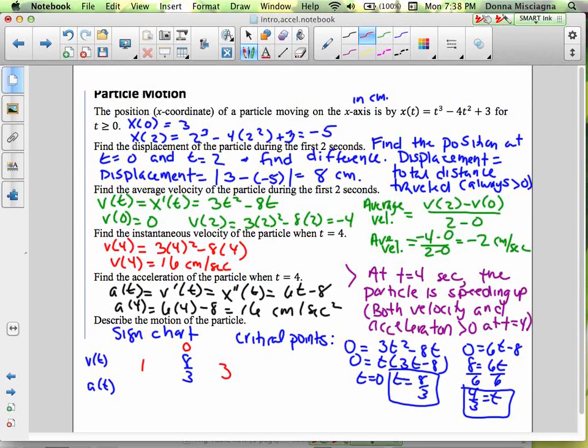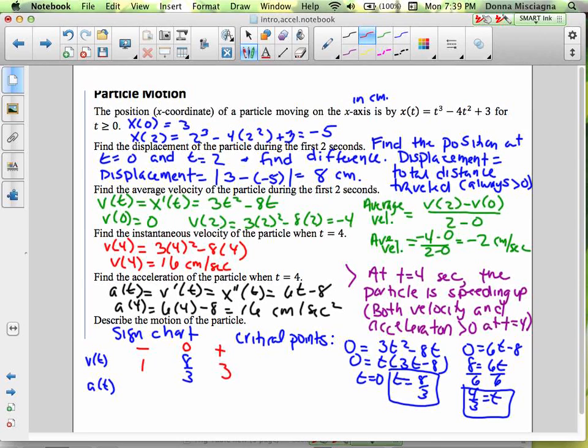If I plug 1 into the derivative, I'd have 3 minus 8. Well, that's a negative number. So we're moving in a negative direction from 0 to 8/3. If I plug in 3, or anything greater than 8/3, let's see what happens. That would be 3 squared, 27 minus 24. This is a positive value. So notice that we're moving in a negative direction from 0 to 8/3, and then we turn around and move in a positive direction from 8/3 onward.